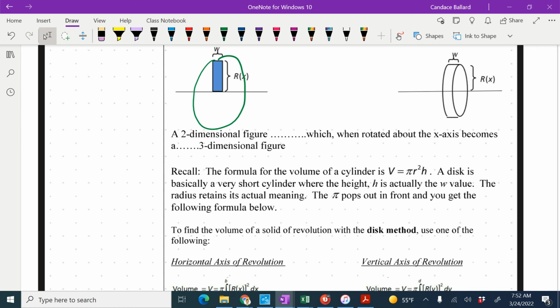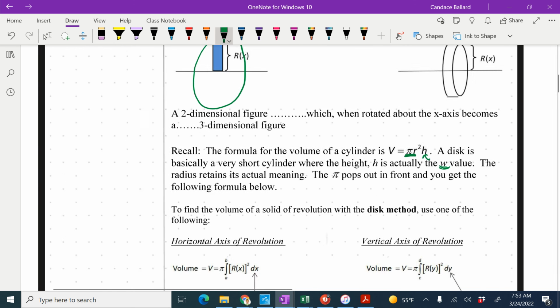So recall that the formula for the volume of a cylinder is V equals pi r squared times h. This is just the area of a circle times whatever the height is between the top base and the bottom base of the circle. A disk is basically a very short cylinder where the height h is actually the w value. So they're talking about it's the width value. The radius retains its actual meaning. The pi pops out in front and you get the following formula below.